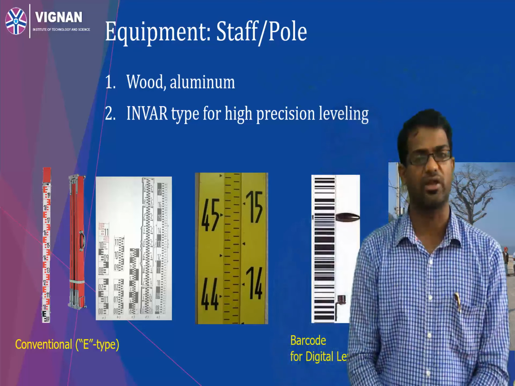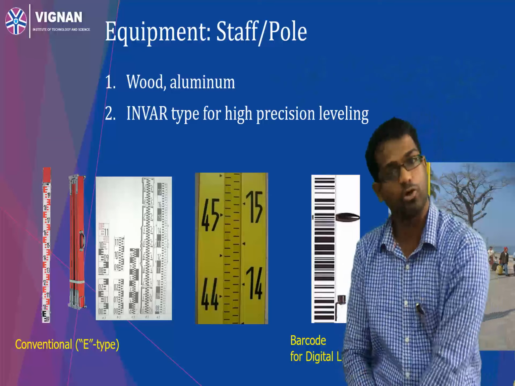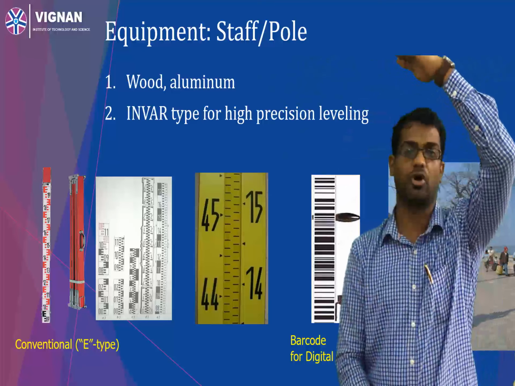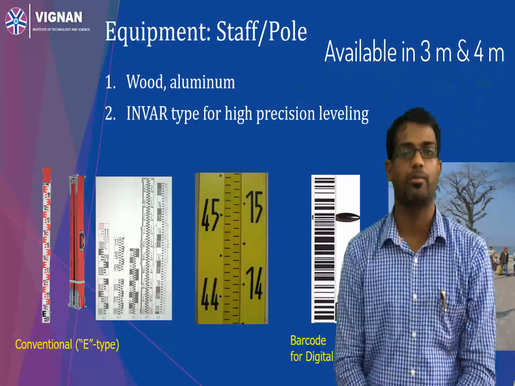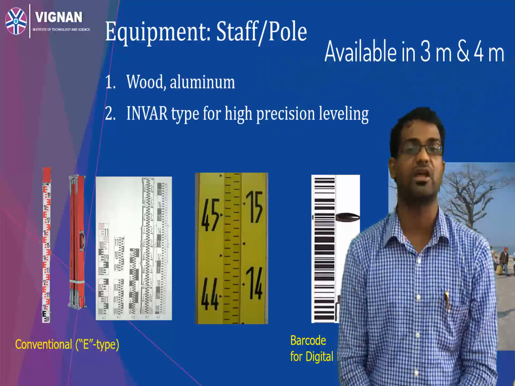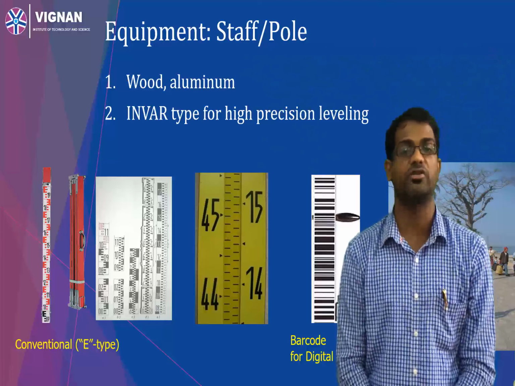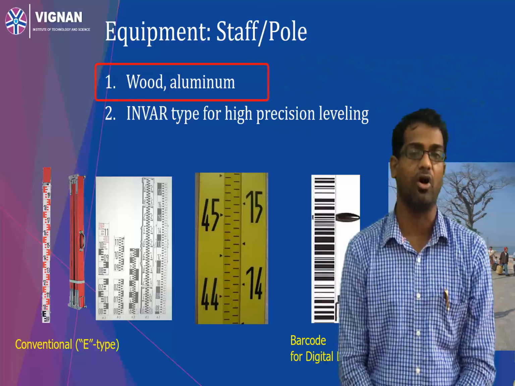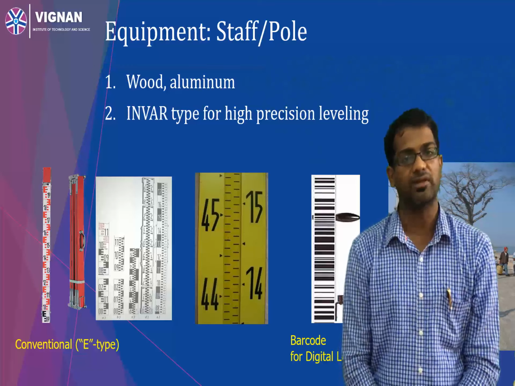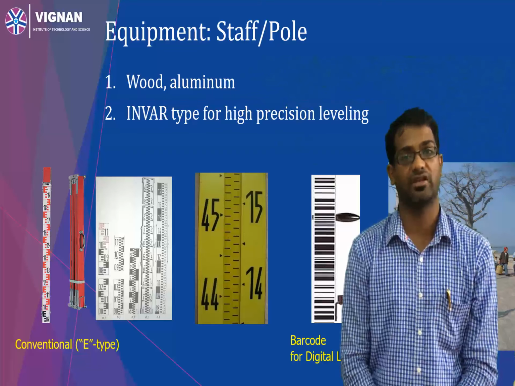Staff is an instrument, a vertical scale which is graduated in meters, 0 at the bottom and going to the top. Staffs are available in 3 meters, 2 meters and 4 meters. Normally staffs are available in 3 meters and 4 meters. The material used for the staff is wood or aluminium. Sometimes invar material is also used in order to have high precision leveling.